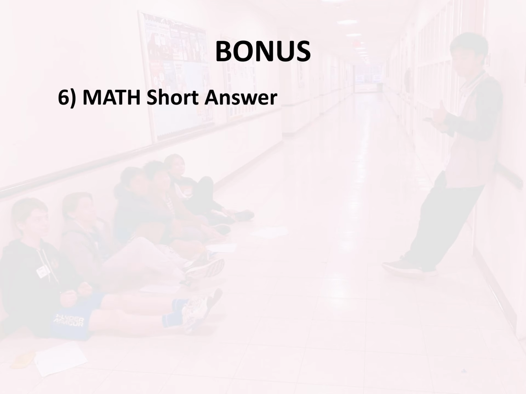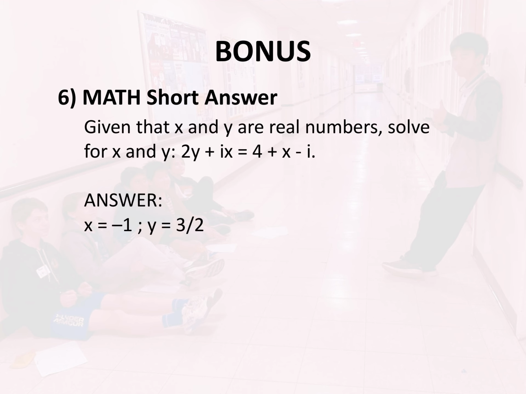Bonus 6. Math. Short answer. Given that x and y are real numbers, solve for x and y. 2y + ix = 4 + x - i. Answer: x equals -1, y equals 3 over 2.